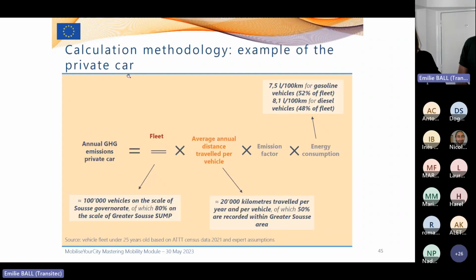We didn't want to show you all the detail of the methodology for every mode, but we wanted to show you an example. We pick up the example of the car. So how does the Mobilize Your City calculation tool function? Basically, you will enter the data that you have. For example, we had the fleet for the car.